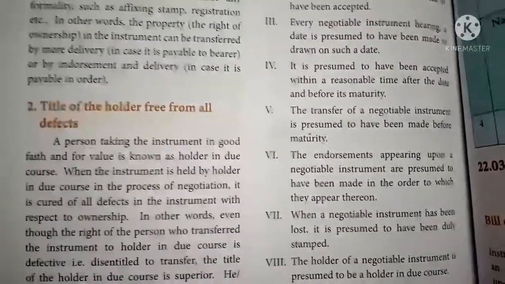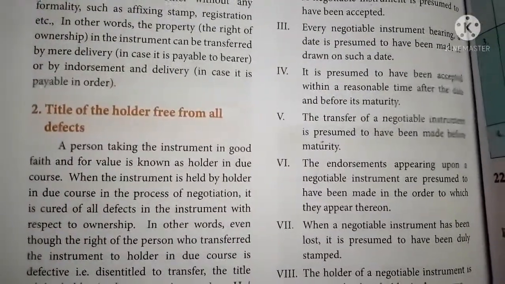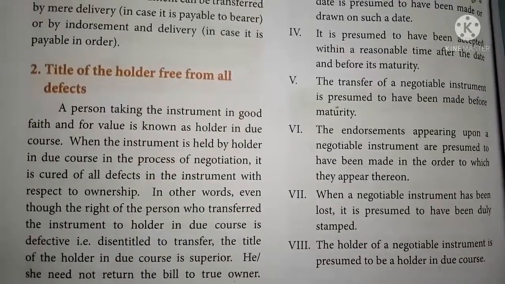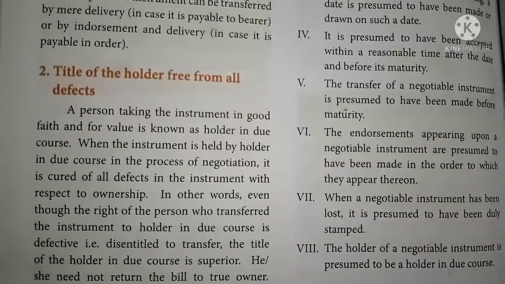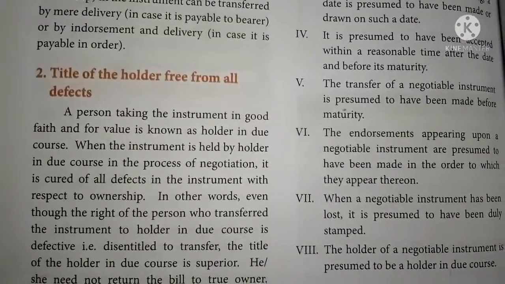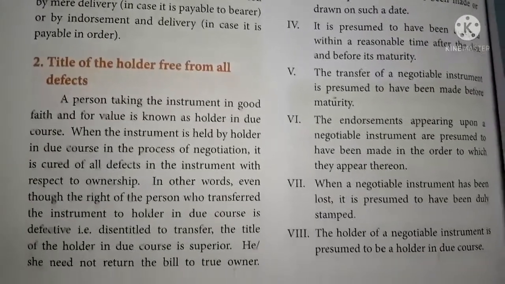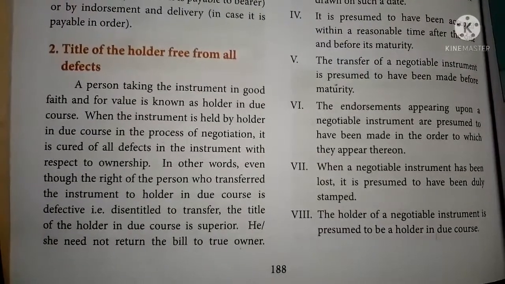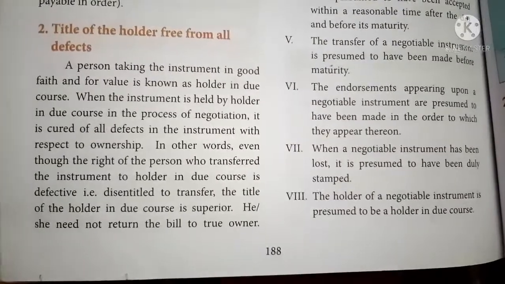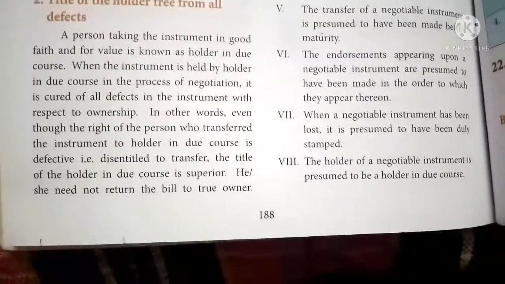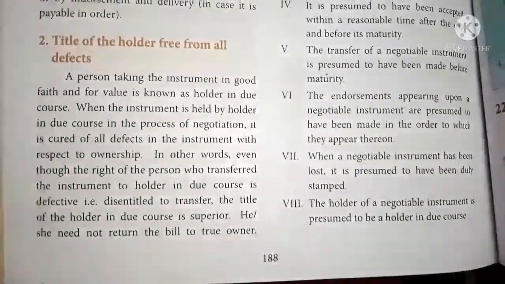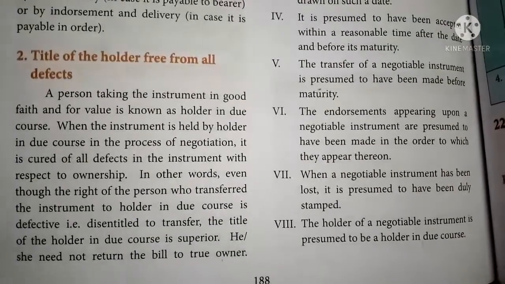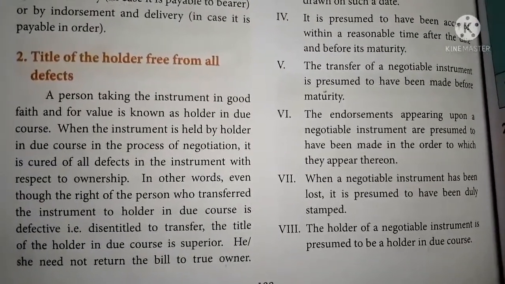It is presumed to have been accepted within a reasonable time after the date and before its maturity. The transfer of a negotiable instrument is presumed to have been made before maturity. So before the maturity period, the instrument should be transferred from one person to another. The endorsements appearing upon the negotiable instrument are presumed to have been made in the order in which they appear. When a negotiable instrument has been lost, it is presumed to have been duly stamped. The holder of the negotiable instrument is presumed to be a holder in due course.